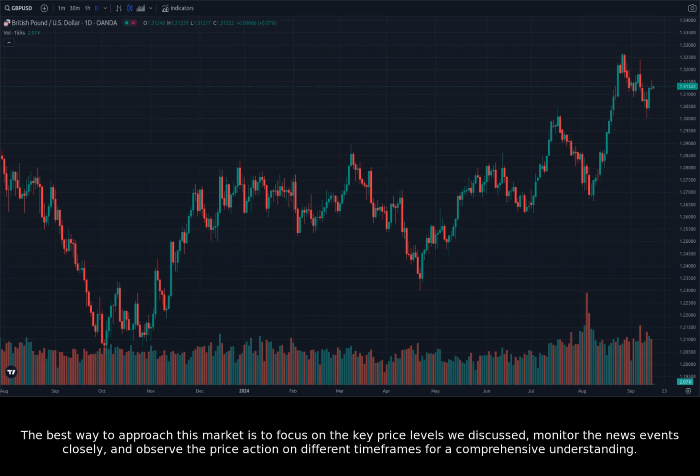The best way to approach this market is to focus on the key price levels we discussed, monitor the news events closely, and observe the price action on different timeframes for a comprehensive understanding.